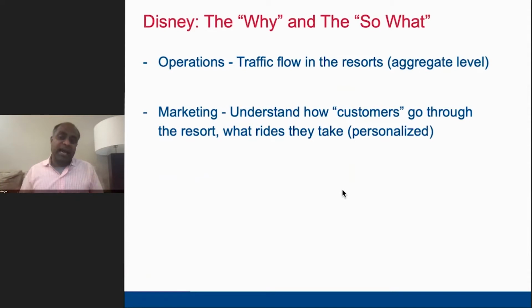Marketing. Now, obviously, as customers go through the resort and take different rides, Disney can start thinking about the level of personalization that can be done. For those of us who have gone to Disney and taken one of these magic bands, you can put a lot of information in there before you take the trip. So if I'm a marketing manager at Disney, I might be able to take that information and personalize your visit.